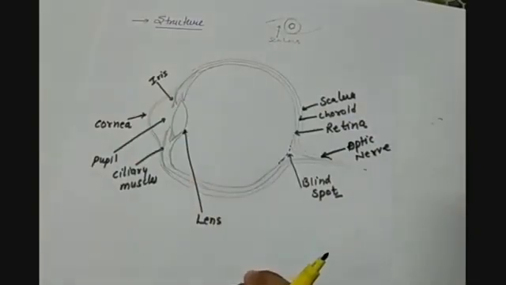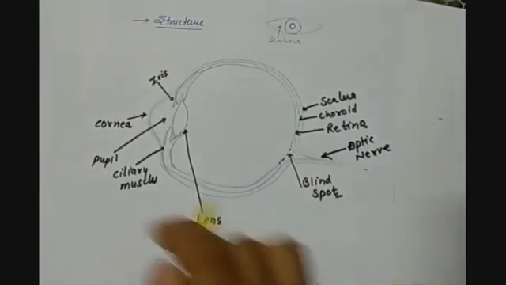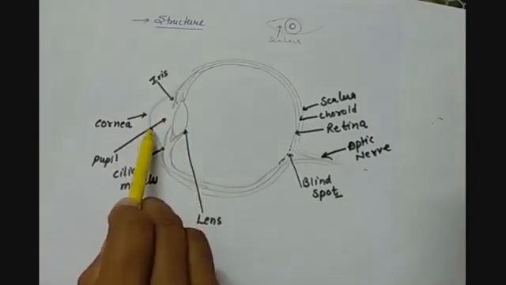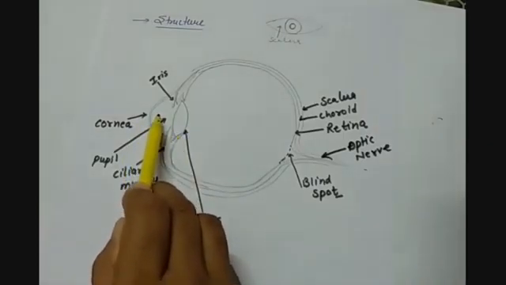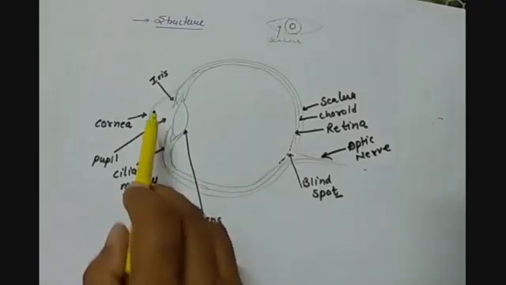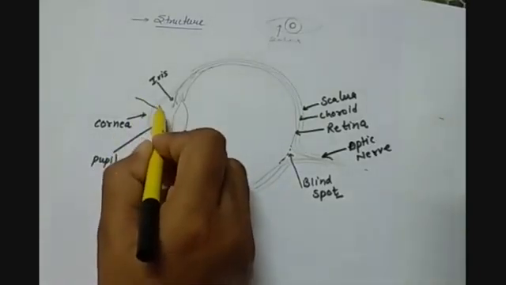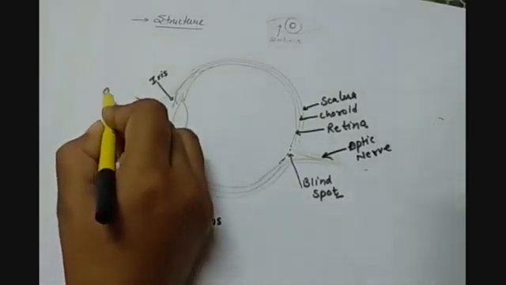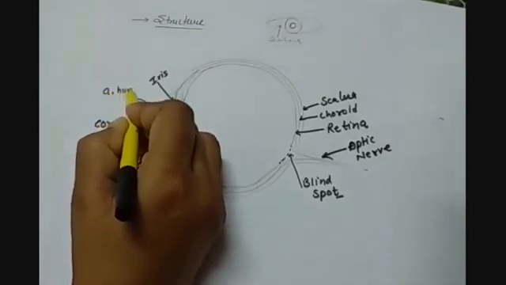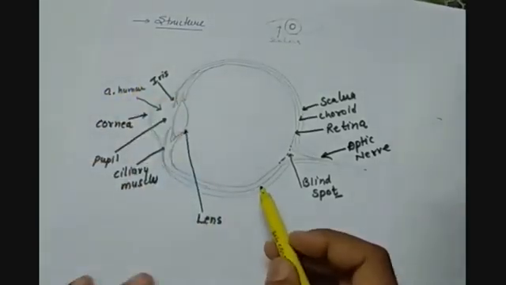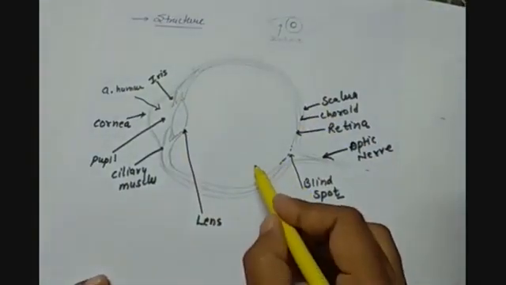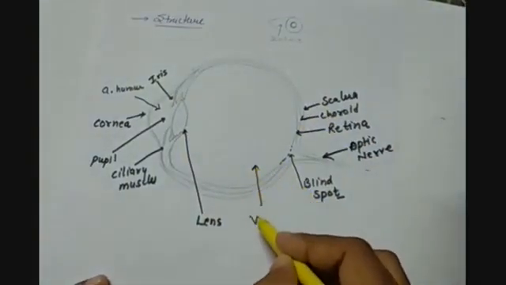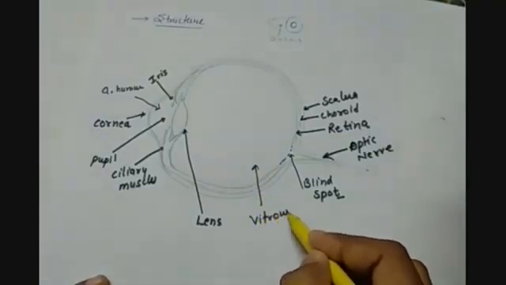Now, as the human eye is spherical in shape, between the cornea and the lens of eye, one liquid is present, which is called aqueous humor. So here in this cavity we have aqueous humor, and this big portion of the human eyeball is having the vitreous humor.